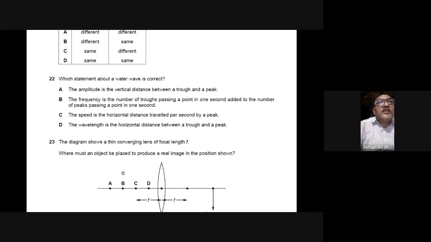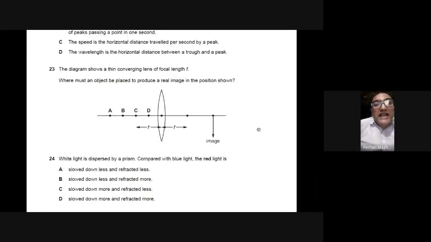Question number 23. It's a question related to light, and we need a scale and a pencil because we have to draw this. When you are working, you will have a hard copy of the paper in front of you, so use a pencil and a ruler. The diagram shows a thin converging lens of focal length f. Where must an object be placed to produce a real image in the position shown? Here, the image is shown, and it says this image is real. So I will trace it back to the object, to find where the object should be placed.